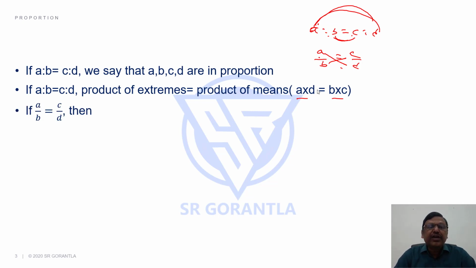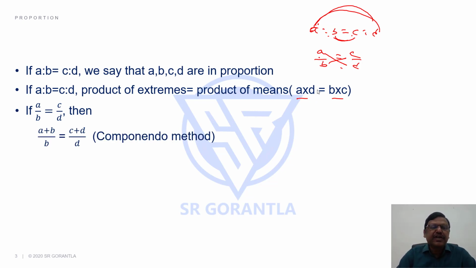Right. If A is to B or A by B equals C is to D or C by D, then there are three important rules. First one is A plus B by B equals C plus D by D. This is called Componendo Method. How does this come? Since they are equal, you can add the same number or subtract the same number. So now I'm adding 1 to both sides. When you simplify, you'll get A plus B by B equals C plus D by D.